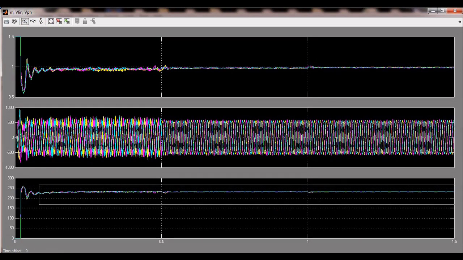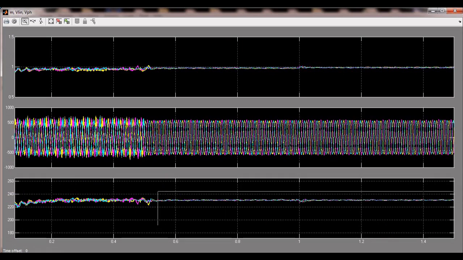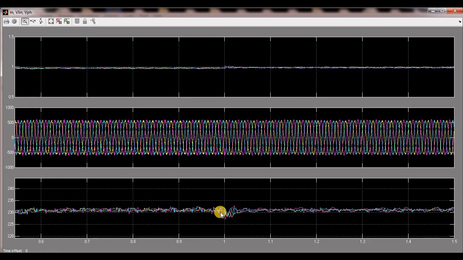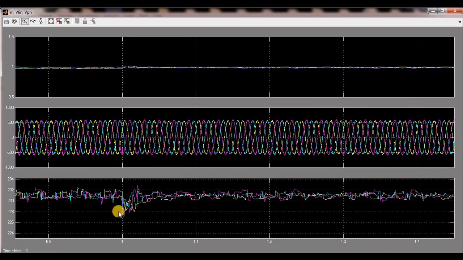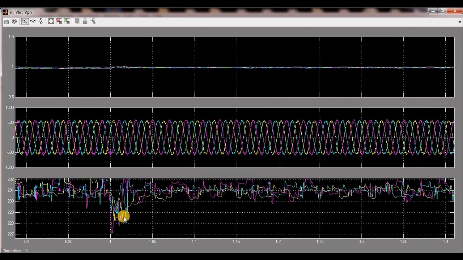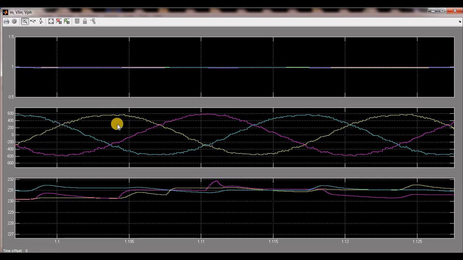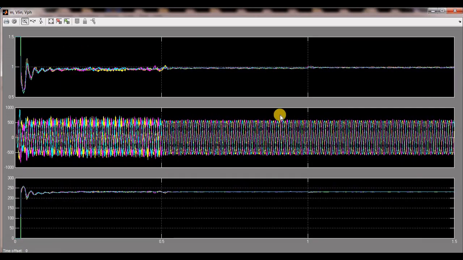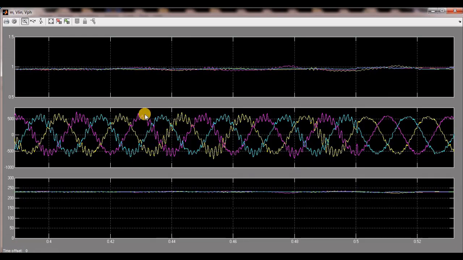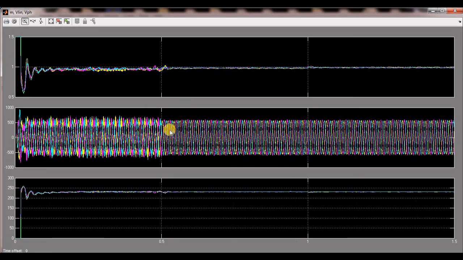This is my phase RMS voltage. You can see I am always getting 231. One load is connected at 1 second, and before and after that I get 231 volts because my reference is 231 RMS. These are my instantaneous sine waves, the line voltages. Before this they are very fluctuating because only 500 watts of load is connected. It is a very nominal load.